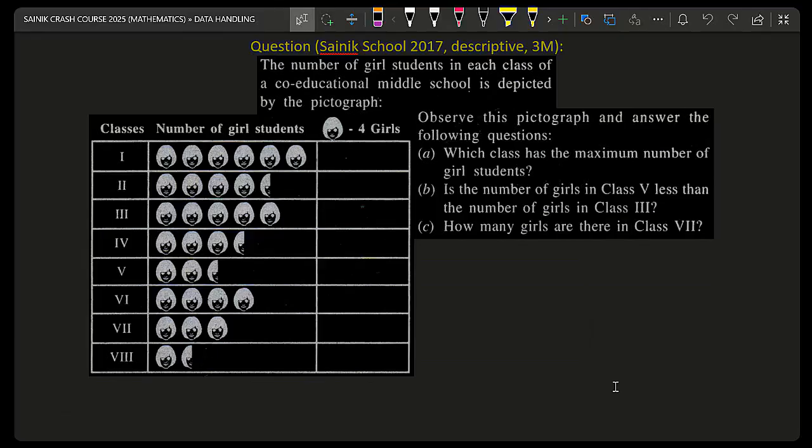The number of girl students in each class of a co-educational middle school is depicted by the pictograph. Here the important one is this. This is called the scale. That means one picture is equal to 4 girls. So one picture is representing 4 girls and in each class the number of students is given, and you can see some half faces also. So one full face is equal to 4 girls. So one half face is equal to obviously 2 girls. So this is about pictographs.